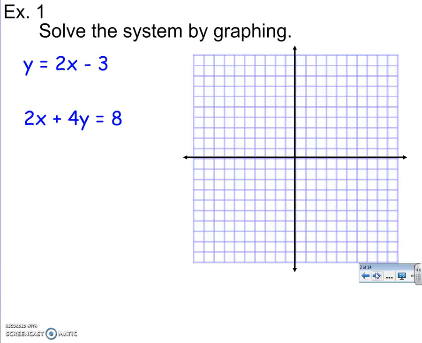So first, solve by graphing. Y'all know how to graph these? The first line has -3 for the y-intercept, so I'll put a point at -3, and a slope of +2. So up 2 over 1, up 2 over 1, and so on. The other direction is down 2, left 1, down 2, left 1, down 2, left 1. And I connect that.